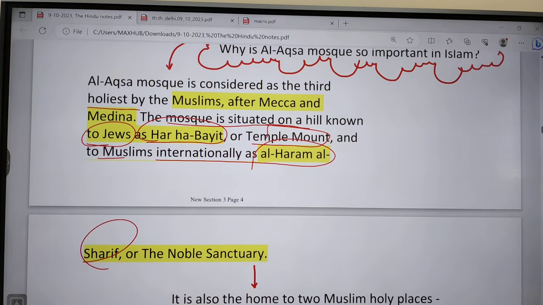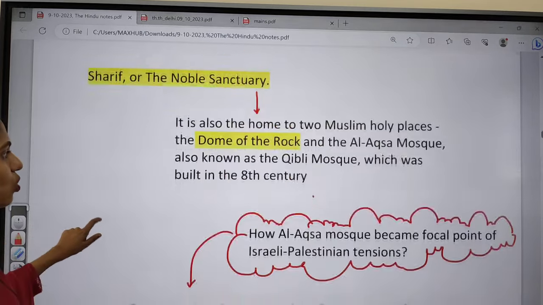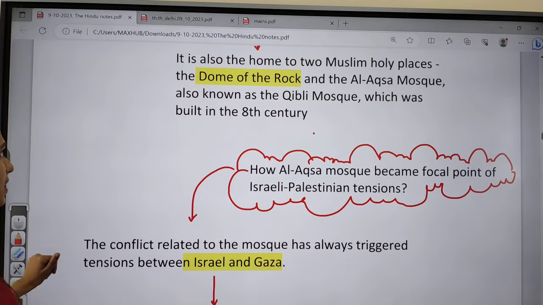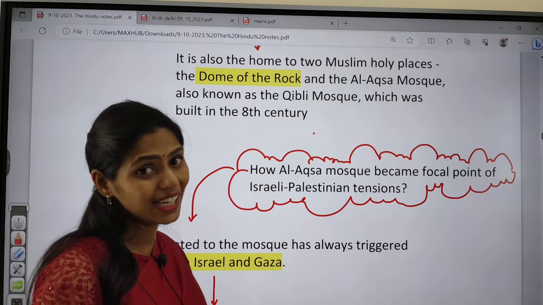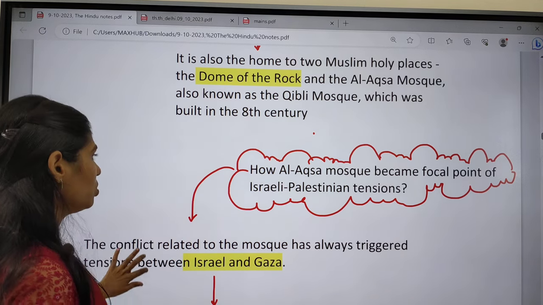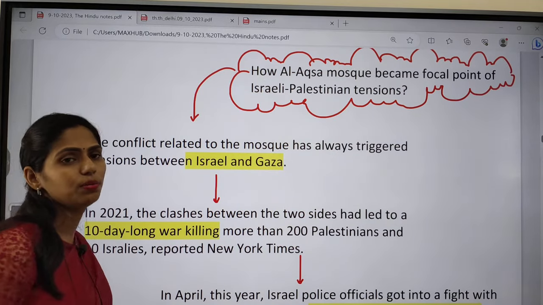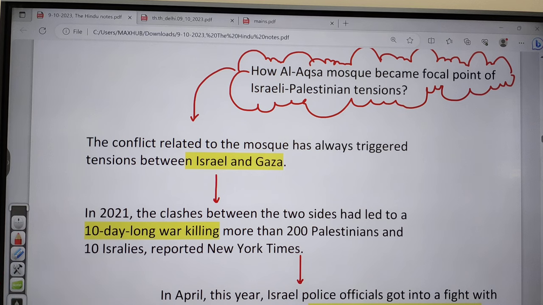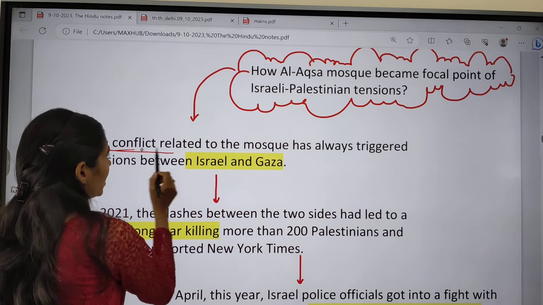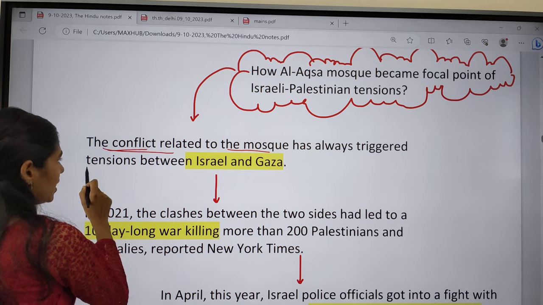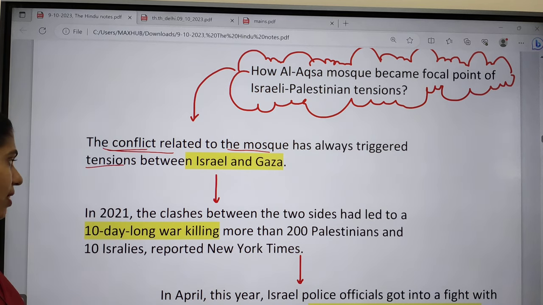It is also home to two Muslim holy places. The first one is the Dome of the Rock and the next one is the Al-Aqsa Mosque. They were built in the 8th century. If you're talking about how the Al-Aqsa Mosque became the focal point of Israeli-Palestinian tensions, the conflict related to the mosque has always triggered tensions between Israel and Gaza.